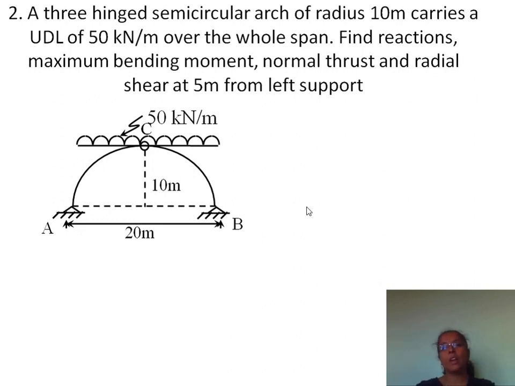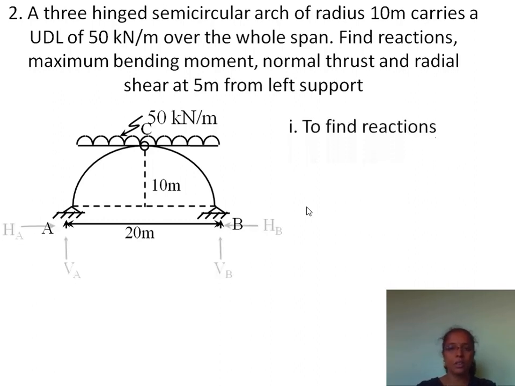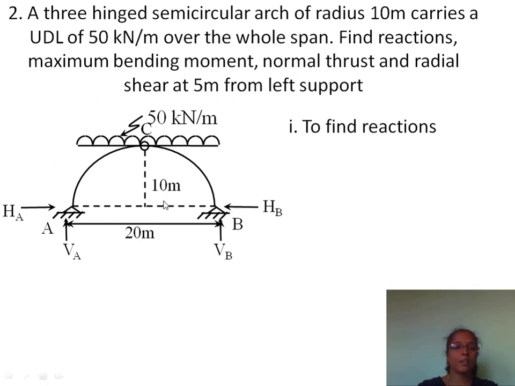So for this we have to find the reactions and the bending moment, that means we have to draw the bending moment diagram, as well as find the normal thrust and radial shear at 5 meters from the left support. To find the reactions, let us assume HA and VA as the reactive components at end A, and HB and VB as the reactive components at end B.